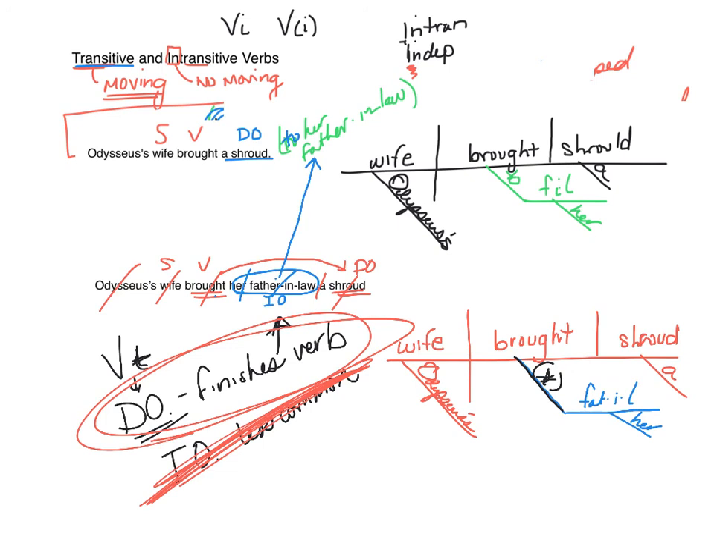Now, why is it important that you do this? Well, very simply, on the SAT, they love including sentences with indirect objects. Why? Because it is a less common structure. I told you that. You see, I even wrote it down. It says "less common" right there before I crossed it out. But the reason they like doing this is because if students have not seen a lot of sentences with indirect objects, it sounds awkward to them. And they say, "Odysseus's wife brought her father-in-law a shroud. Oh, it just sounds awkward. I bet it's wrong. I'm going to go try and fix it."